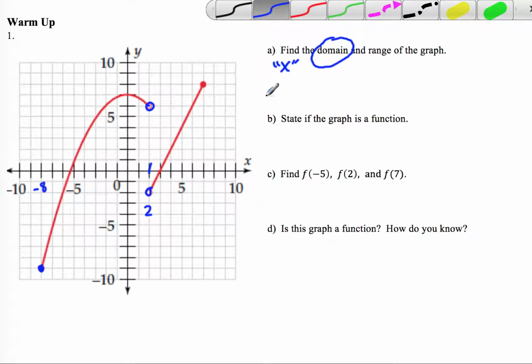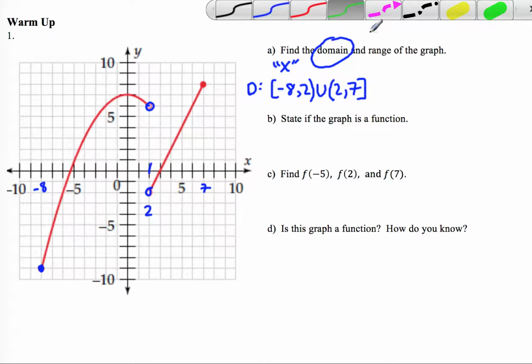So if we were to write this in set notation for our domain, we would say, including -8, all the way until 2, does not include 2. Or then we go all the way from 2, and we're looking at all of our x values all the way up here to 7. So 2 all the way including 7 with a bracket.